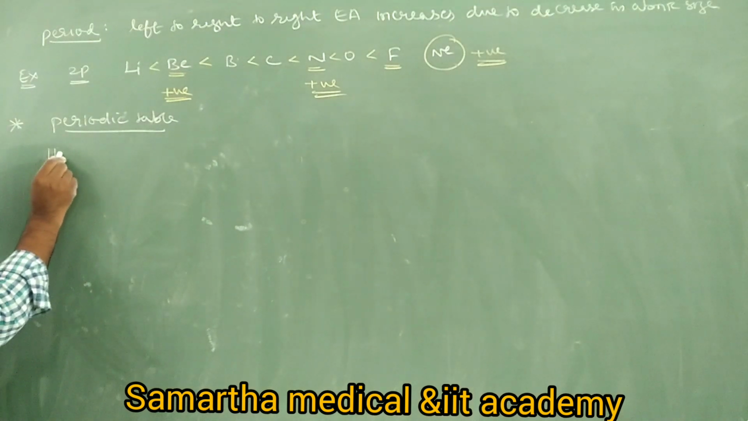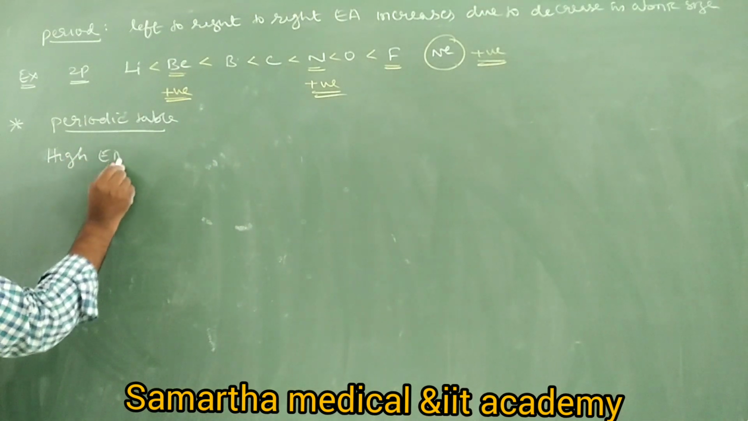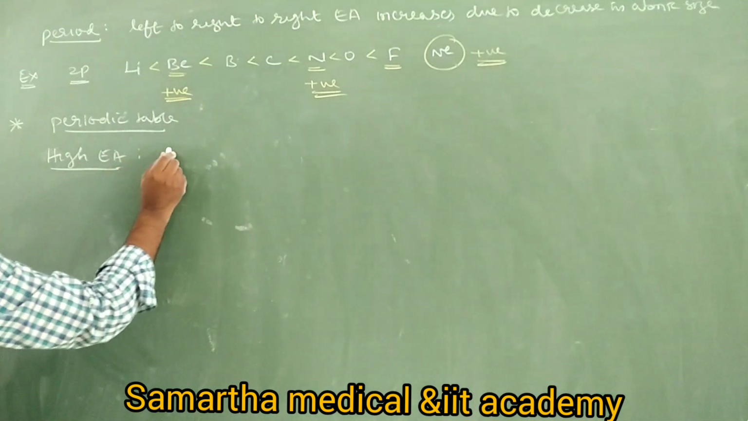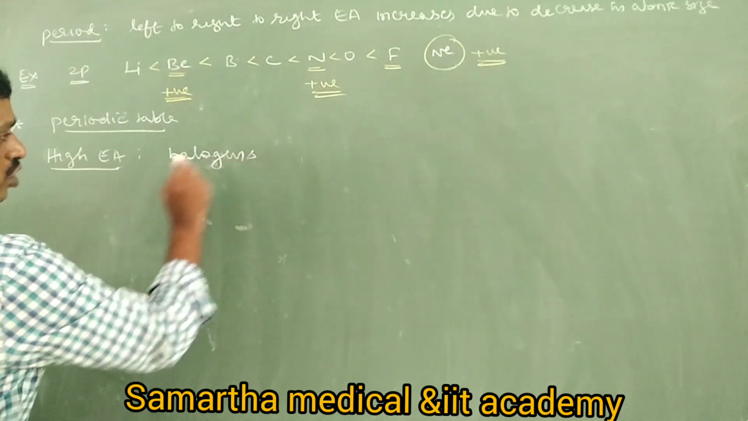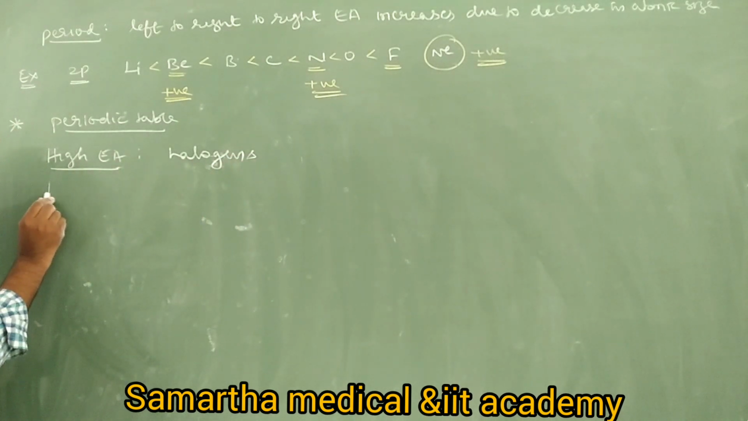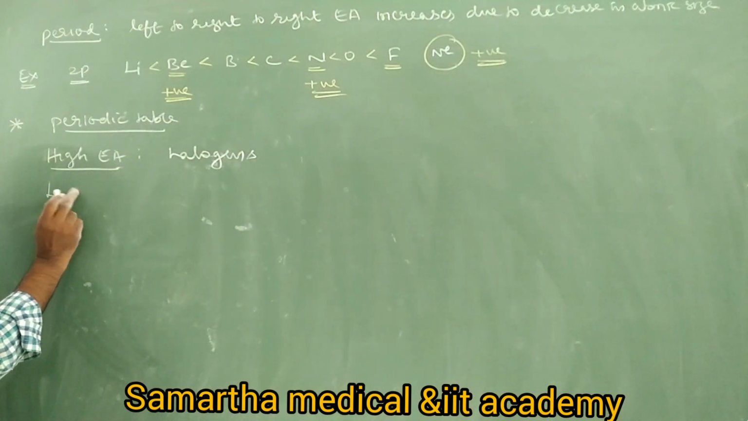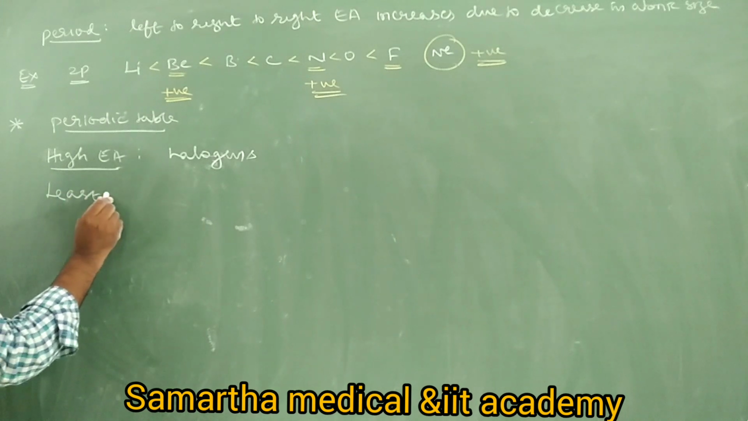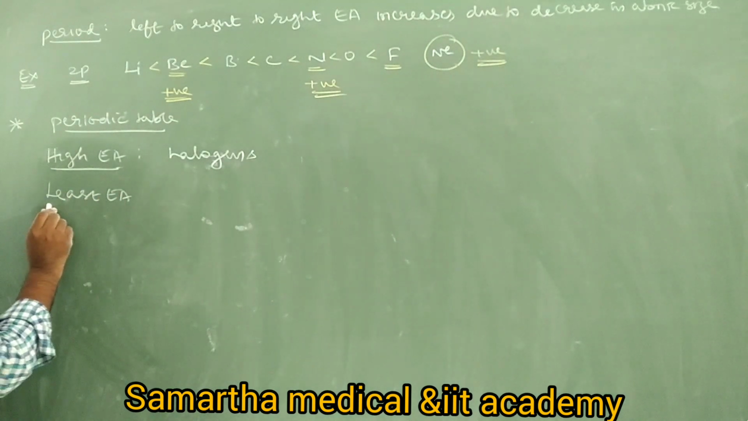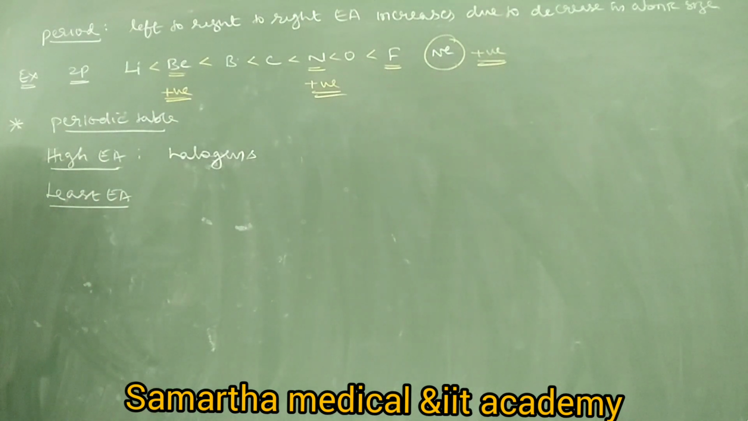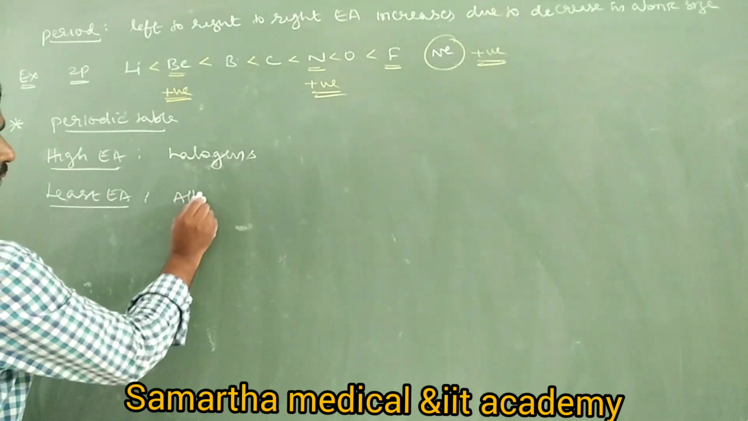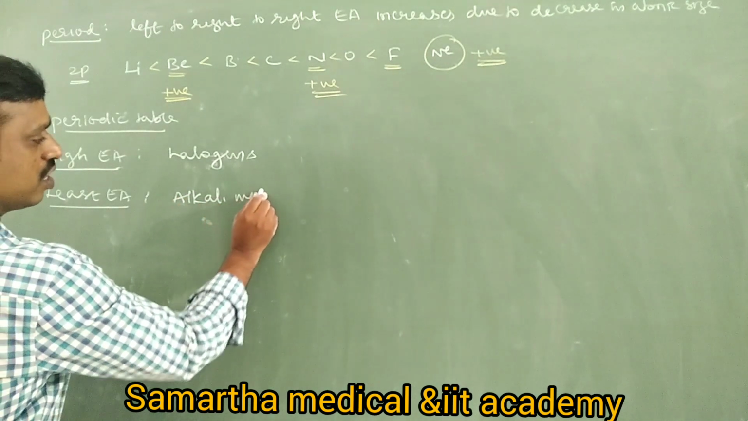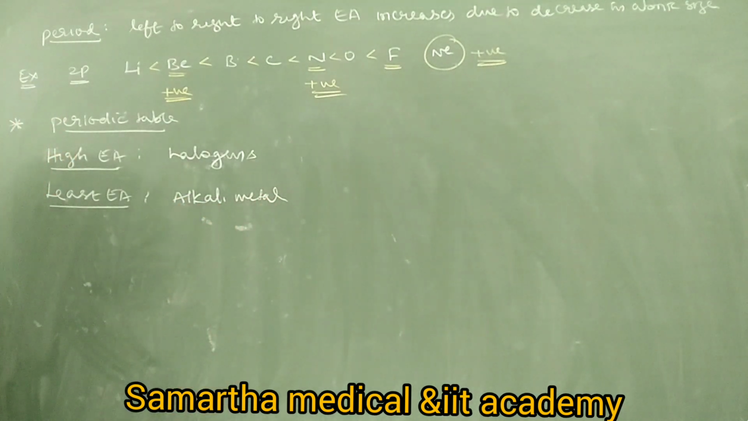High electron gain enthalpy, except the noble gases, that is halogens, no? Halogens. Then least electron gain enthalpy, no, noble gases have exceptionally positive values. Some of them have zero also. If you leave the noble gases, alkali metals. Okay. So alkali metals have the least.